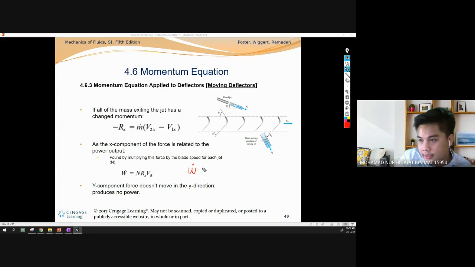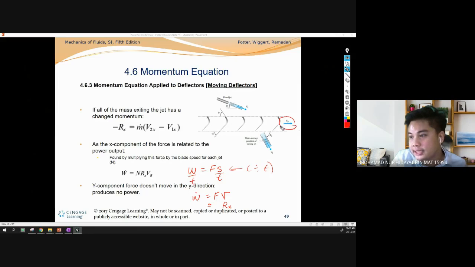Remember, work done is equal to force times displacement. In order to get the power, we have to divide this by time. So we get W dot equal to force multiplied by displacement divided by time, which is velocity. This F refers to the reaction force in x component. So we can replace this force with the reaction force in x component, Rx, multiplied by V, the velocity of the moving deflector, which is VB.